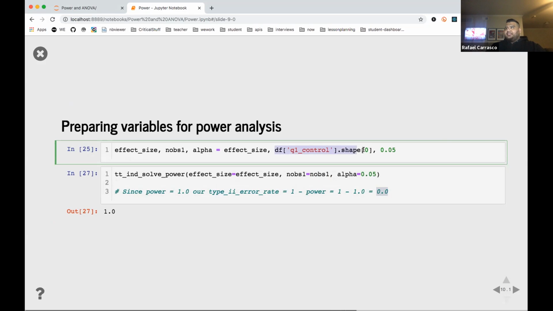If I change my sample size or alpha or effect size, my power would change. What do you think would happen if I decrease my alpha? Would my power go up or down?